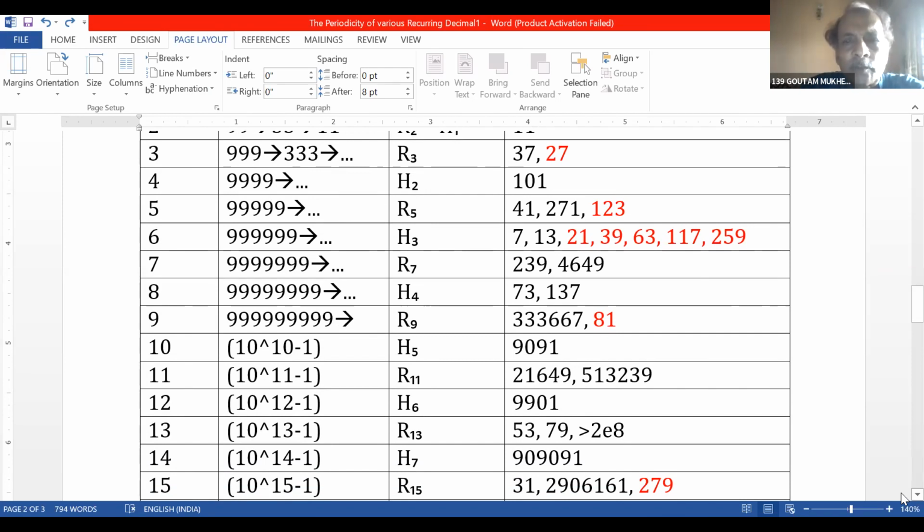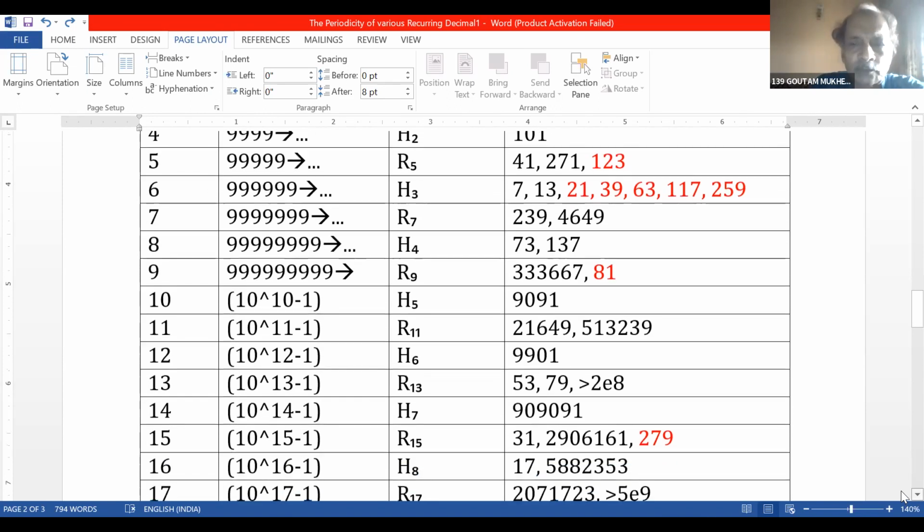Periodicity 6 has so many numbers: 7, 13, 21, 39, 63, all these things. Periodicity 7 has 239 and 4649 as the only two prime numbers. Prime numbers are shown in black, others are composite numbers shown in red. Periodicity 8: 73 and 137. Periodicity 9 has this. So many periodicities are analyzed like this, showing the periodicity for each of them.